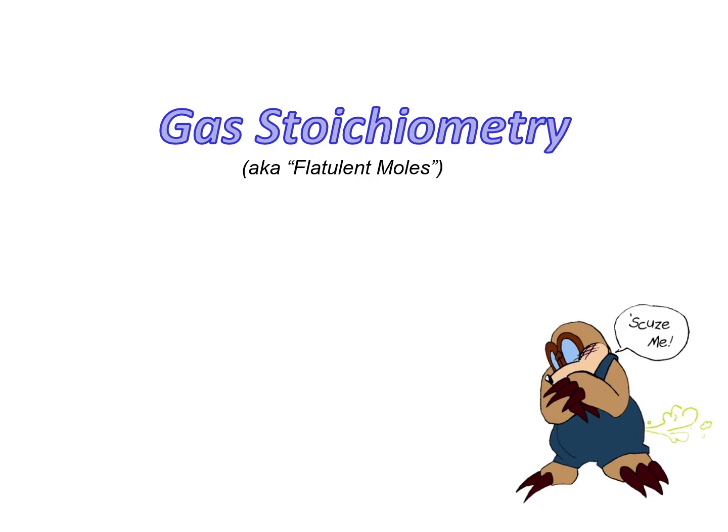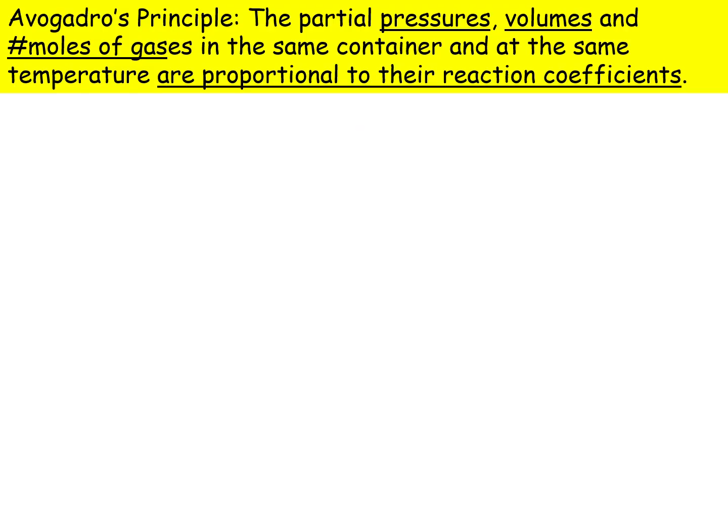This lesson is on gas stoichiometry. It's a way to use the gas laws that we've been studying to determine the quantities of different gases involved in chemical reactions. So Avogadro's principle is the principle that allows us to do this. Avogadro's principle states that the partial pressures, volumes, and number of moles of gases in the same container and at the same temperature are proportional to the reaction coefficients.